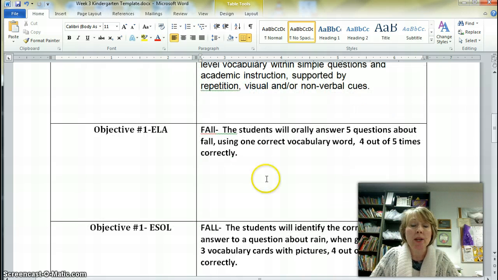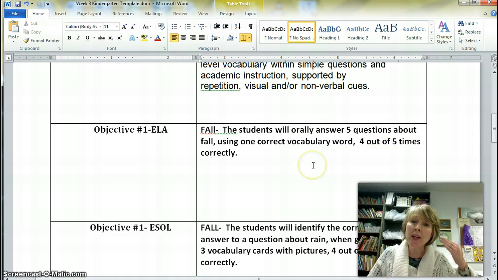So let's go to the objectives. My objective 1 for English Language Arts: the students will orally answer 5 questions about fall using 1 correct vocabulary word 4 out of 5 times correctly. And I know in my mind, I also designated the theme that I wanted to use that week. My topic is weather, so each week I'm going to go with a different theme under that topic. So for this first week I chose fall.